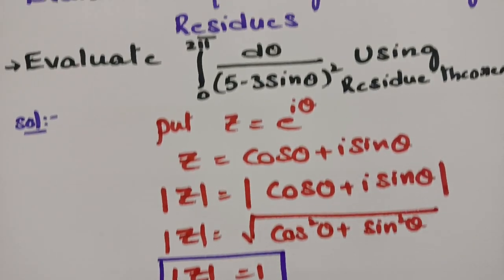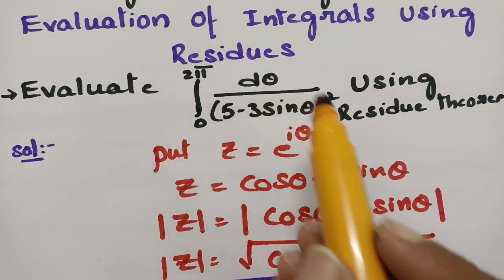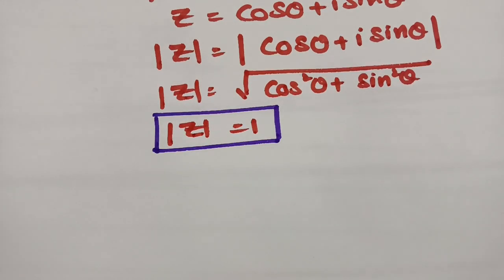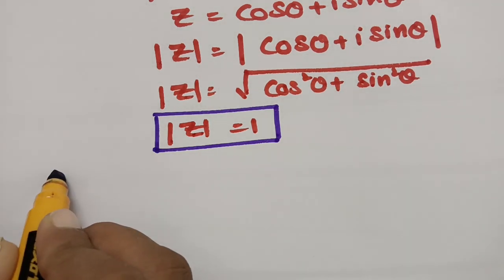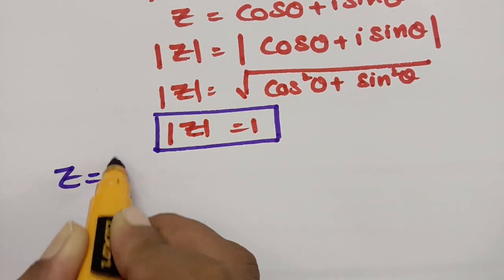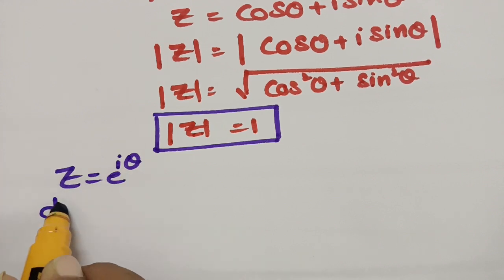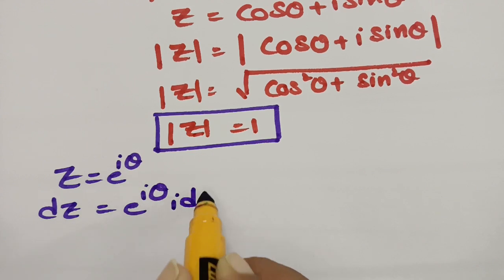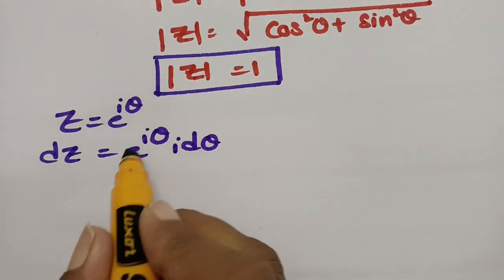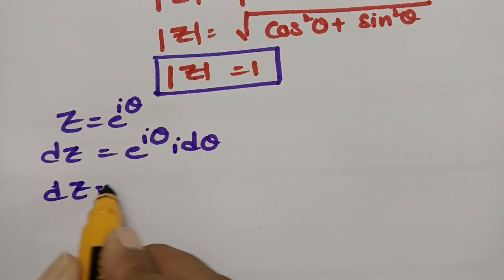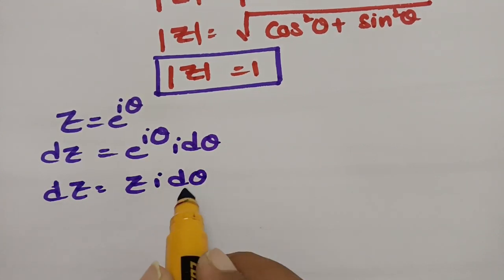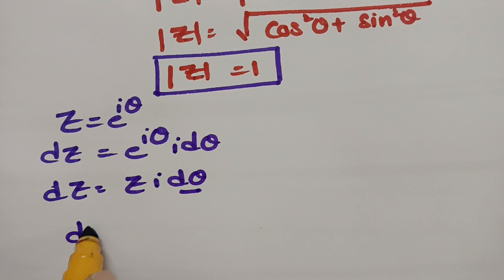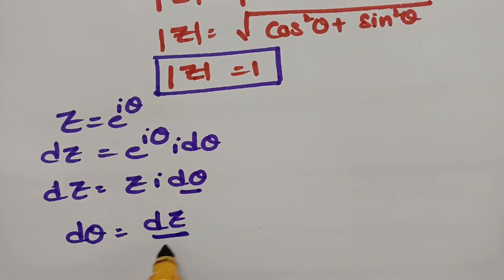And the next thing is, for the integral we need the d theta value and the sin theta value. For d theta, here z is equal to e power i theta. If I take the derivative on both sides, dz is equal to e power i theta, again e power i theta, and i into d theta. So e power i theta is nothing but z. So this value is zi into d theta. I need the value of d theta. Therefore d theta is equal to dz by zi.